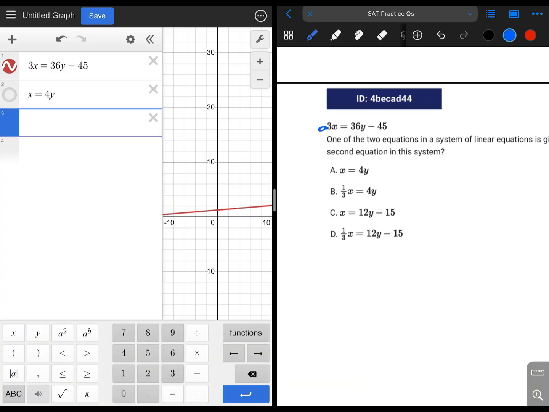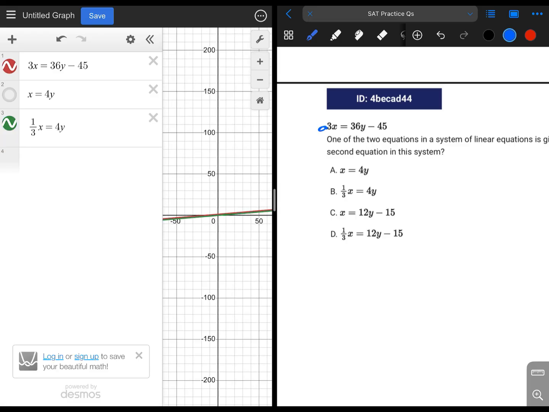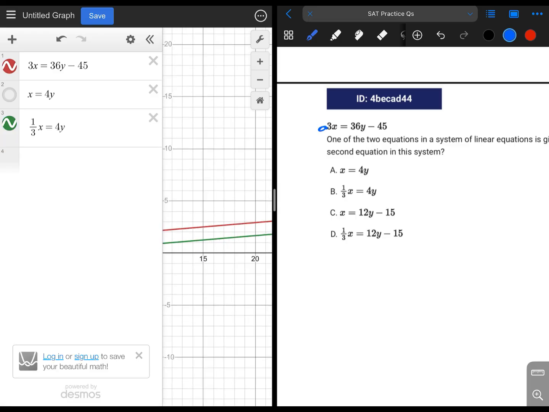And then you have 1 over 3 x is equal to 4y, and that one does not have a point of intersection. So that has to be the answer.